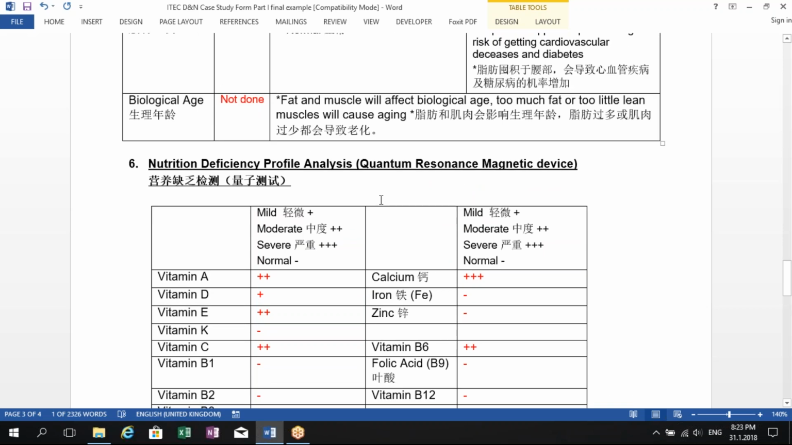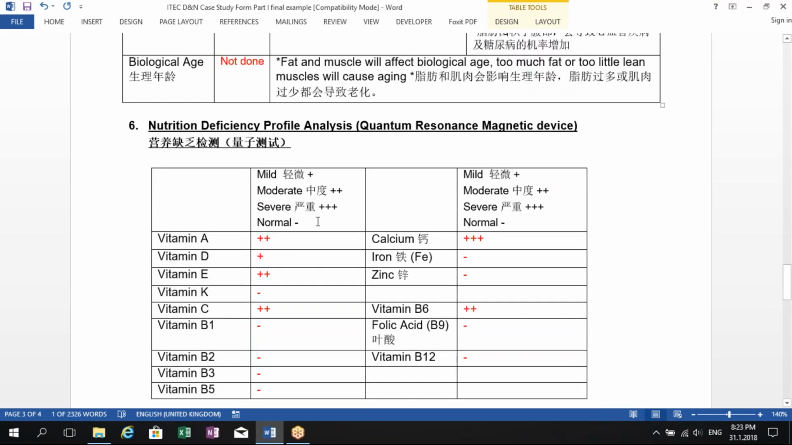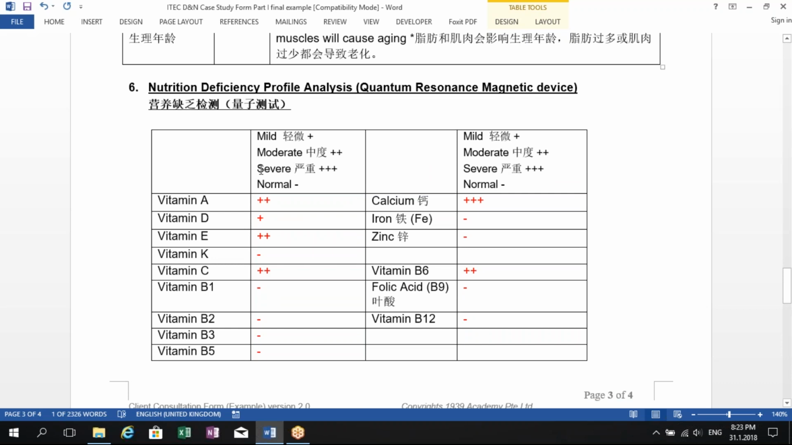Deficiency. So here it says if the deficiency is severe, then it's got 3 plus signs, moderate is 2, then mild is 1. If it's normal, then it's minus. Okay? So you can put it. If it's not done, then just cross and say not done. That's it. It doesn't affect your mark at all, because we understand not everybody can come here and do the measurement.